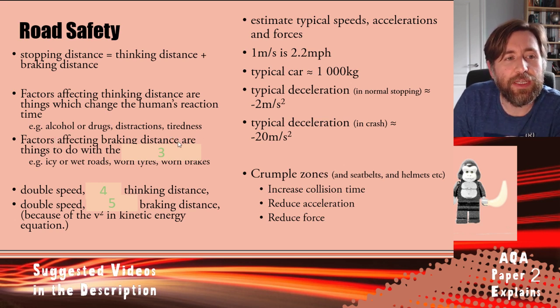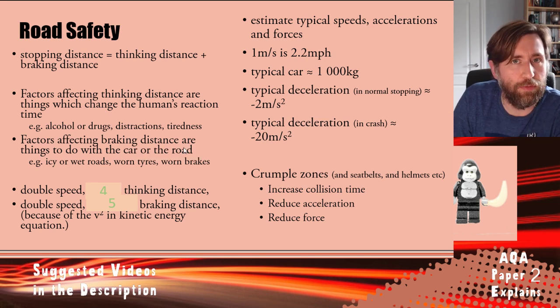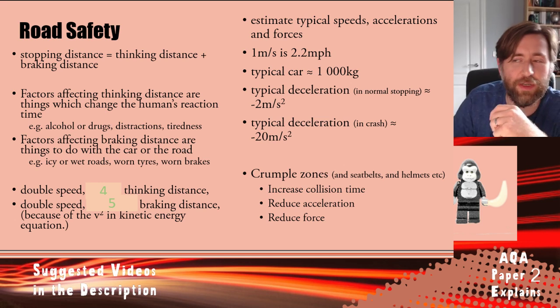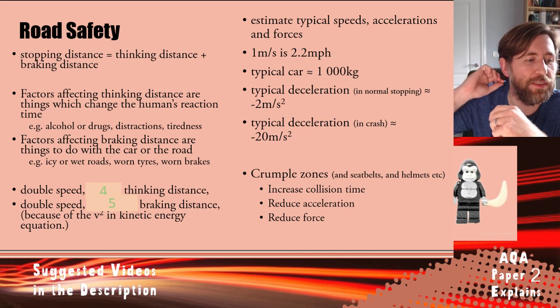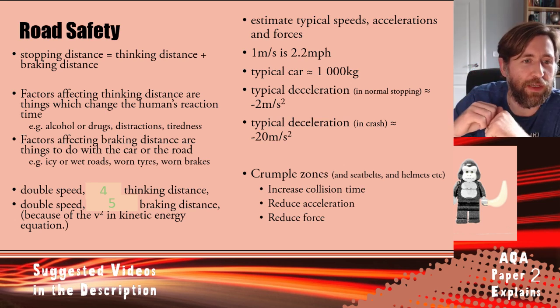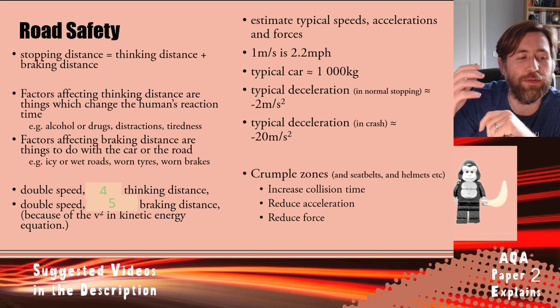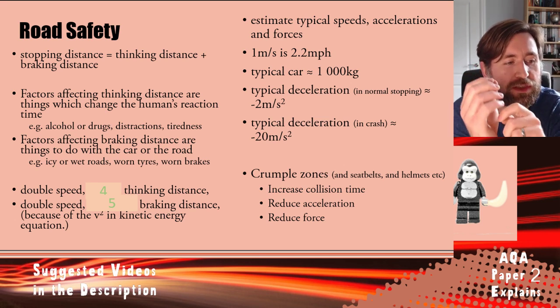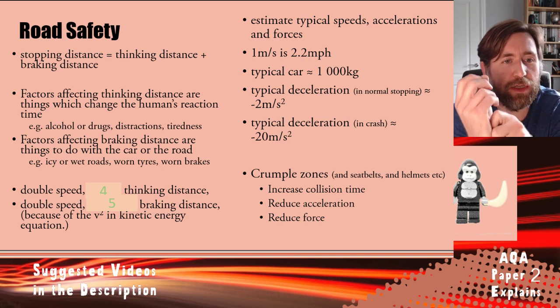The factors affecting braking distance are things to do with the mechanical car or the road. So they're actually about forces, because we use forces to do mechanical work to slow the car down. So icy roads or wet roads, worn tires, worn brakes, things like that. And just say those things: worn tires, worn brakes.